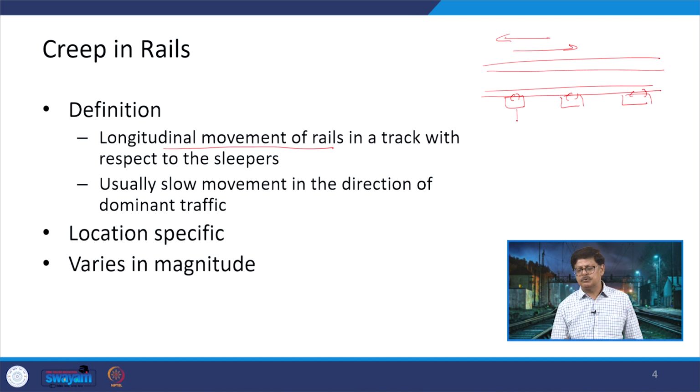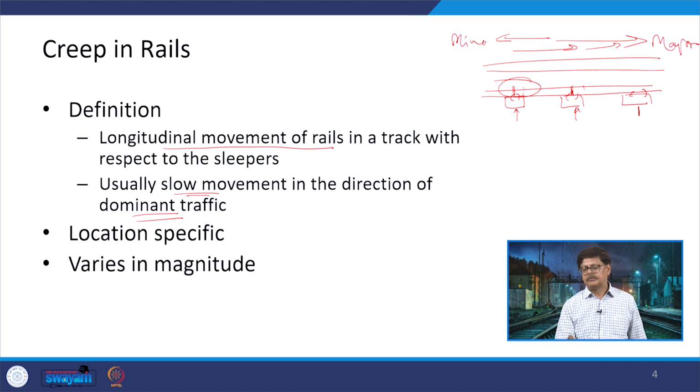Here the sleeper remains in position. But if we mark some point here, and the creep is taking place in the direction towards the right, you may find that after some time this mark has moved to some other location, and that is an indication that a creep has occurred in this particular track. Usually it is a slow movement in the direction of the dominant traffic. Obviously this track is being used for movement in both directions, but major traffic goes in this direction and lesser traffic comes in the other one, so the creep is going to be created in the direction of the major traffic.